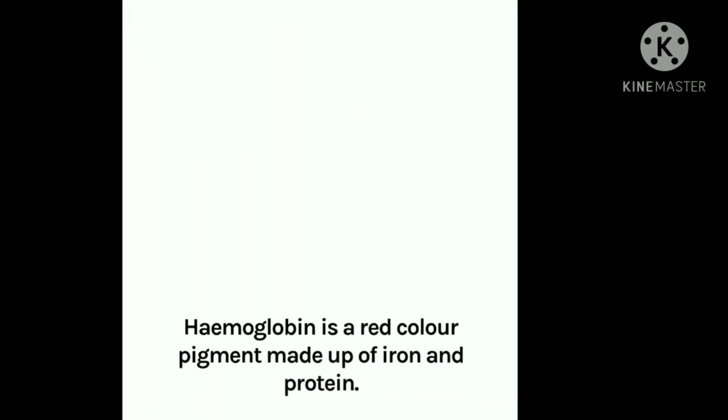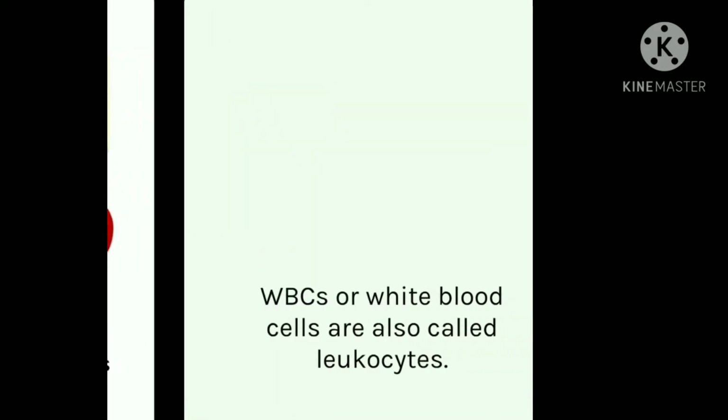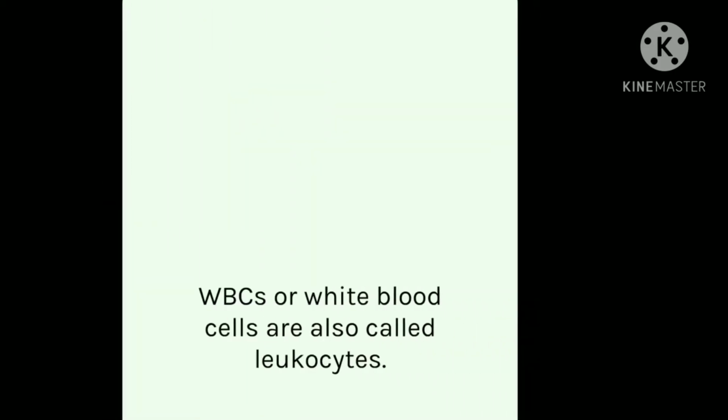Hemoglobin is the red color pigment made up of iron and protein. So now we will see the functions of hemoglobin. So human hemoglobin, as here you have seen, when they absorb the oxygen molecules, they turn to the red blood cells. Okay, so that is why our blood color is red. So the function of hemoglobin is to transport oxygen to the tissues where it is needed.